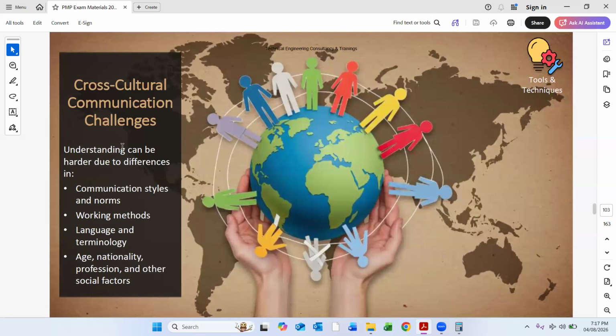Cross-culture communication challenges. We have challenges across cultures, based on nationality, age, profession, social factors, working methods, communication styles, norms. What are our norms? What are our ethics? Understanding can be harder due to differences in these styles, age, nationality, profession, social factors. So there are differences between different cultures, and we have to have a proper communication model or proper communication plan to overcome these challenges.